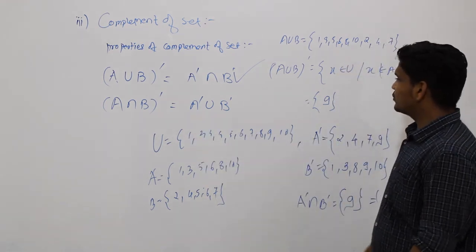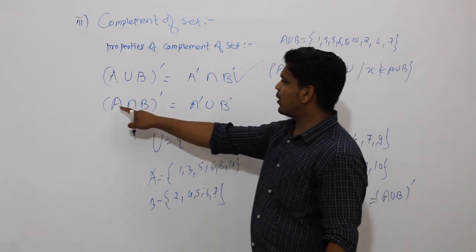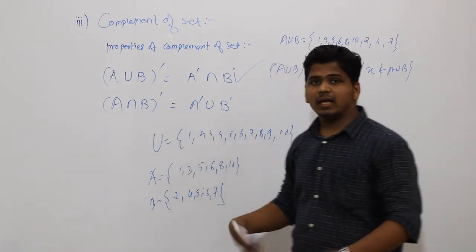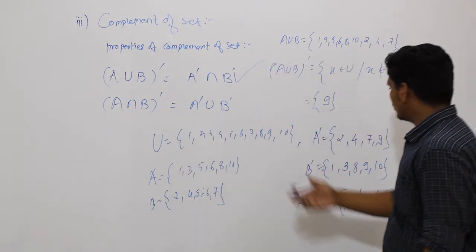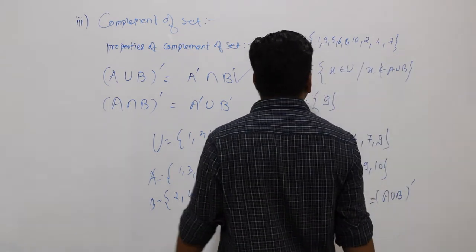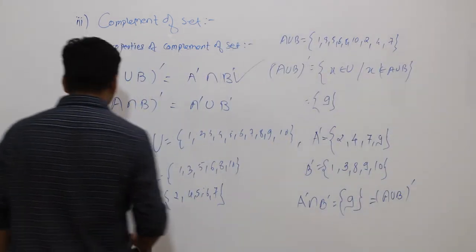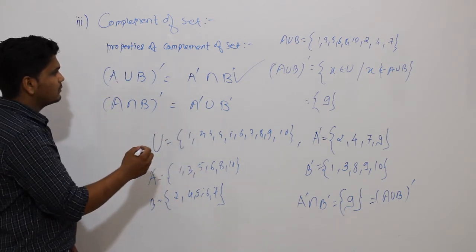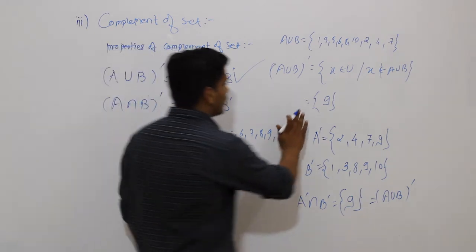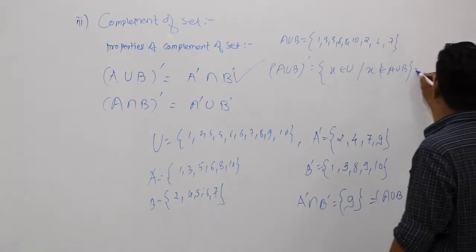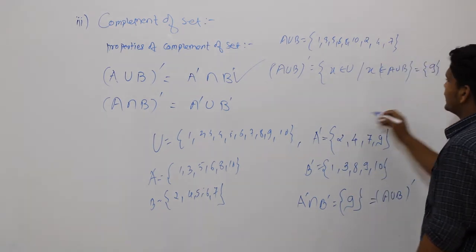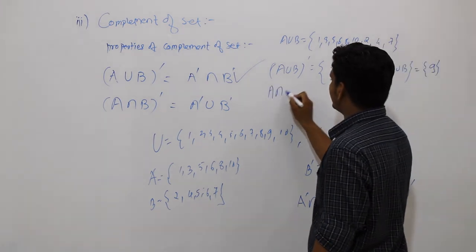Now what will I do? I will require A intersection B and then A intersection B dash. That I will calculate somewhere here. Okay, it is nothing but singleton 9, and I will take A intersection B.